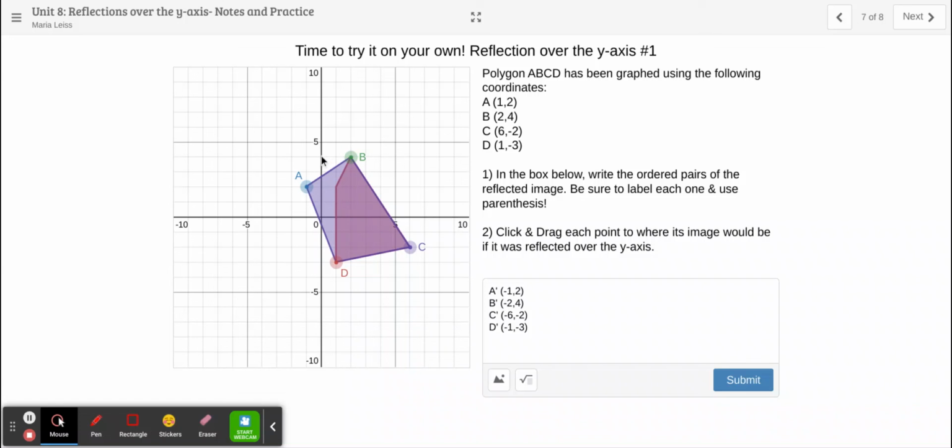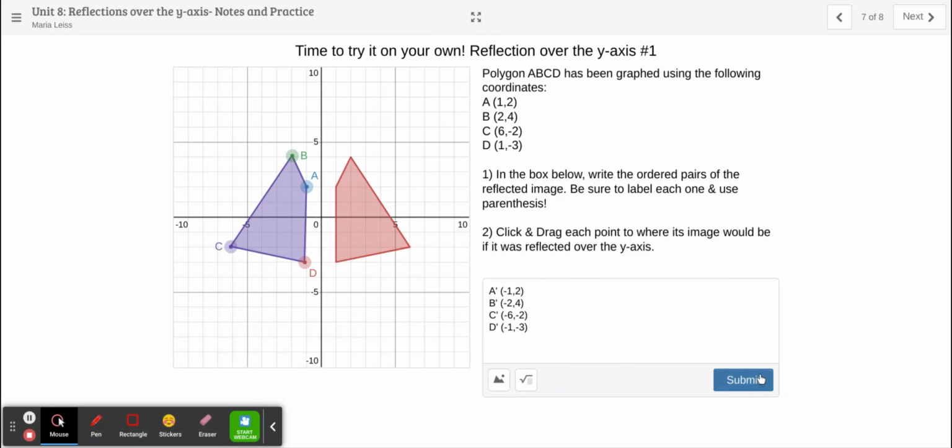So B is 1, 2 squares away. So if I move it over here to the y-axis, I have to go 2 squares on the other side. C, same thing. 1, 2, 3, 4, 5. C is 6 squares away. So then I would go and I would move C to 6 squares on the other side. And then the same thing with D. It's 1 away here, so it's going to be 1 away there. So now I have flipped that shape.